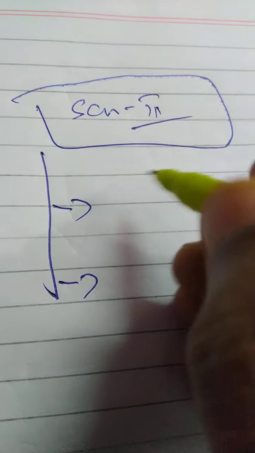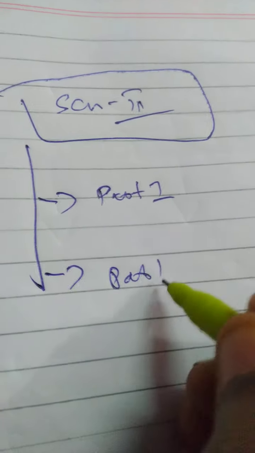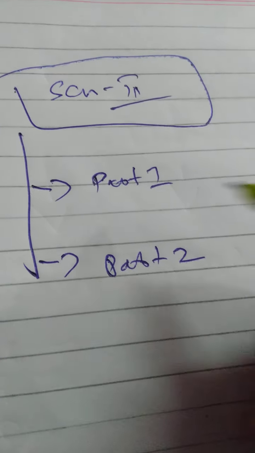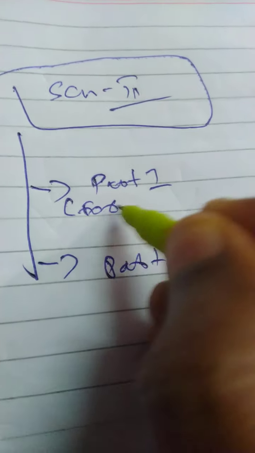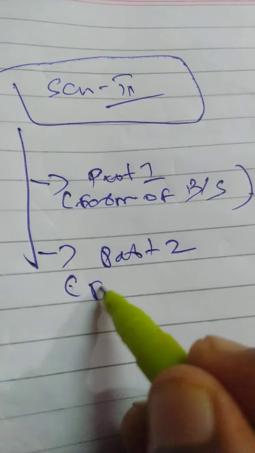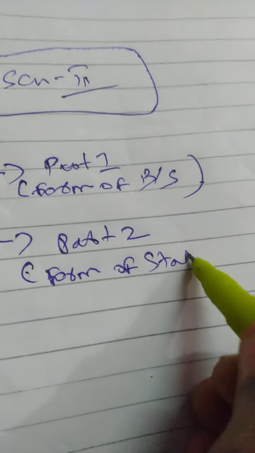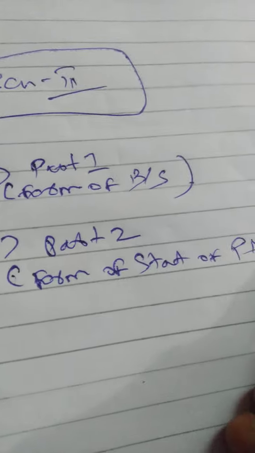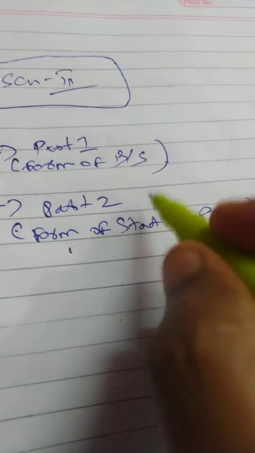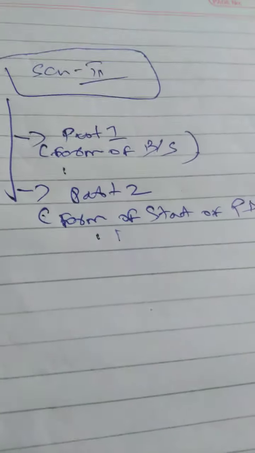Under that, Part 1 and Part 2. Part 1 is the form of balance sheet, and Part 2 is the form of statement of P&L. Okay, that is the income statement. Form of balance sheet, form of statement of P&L.